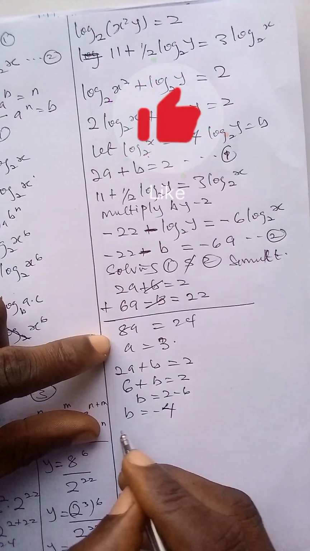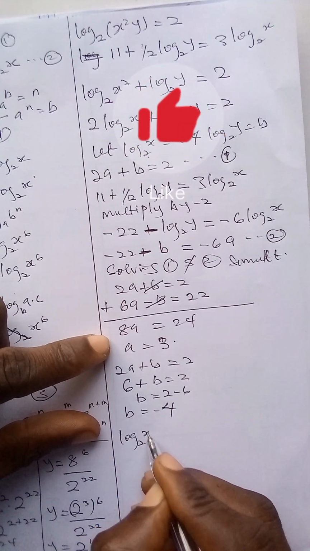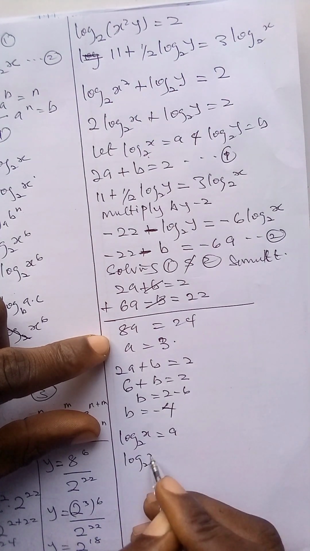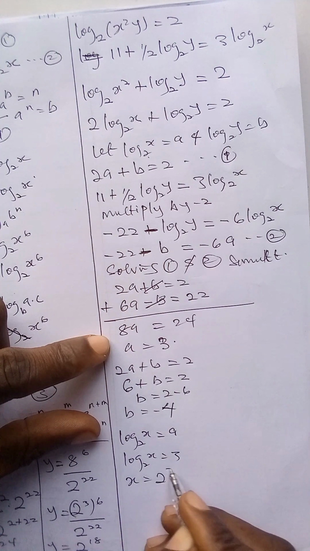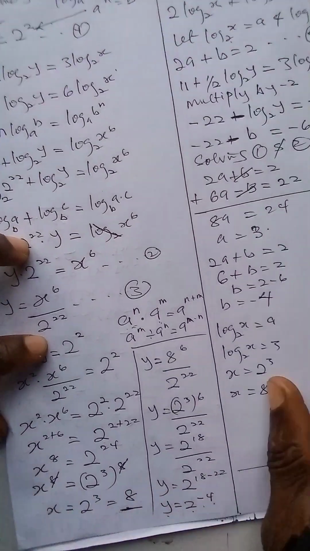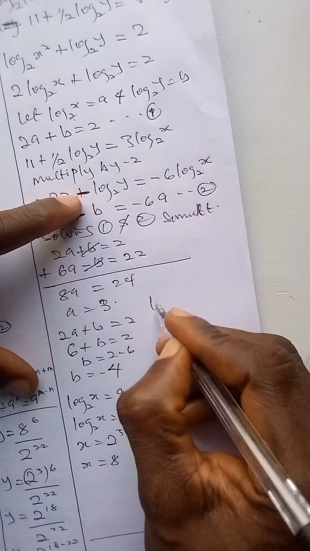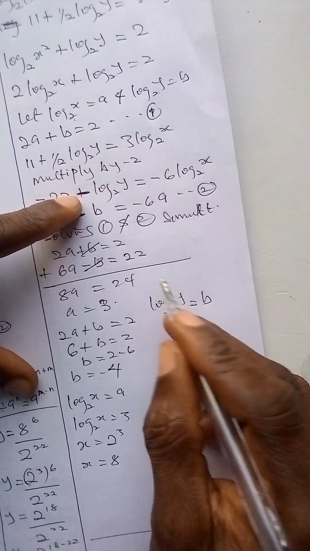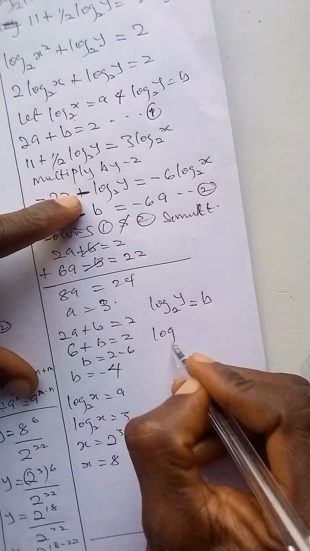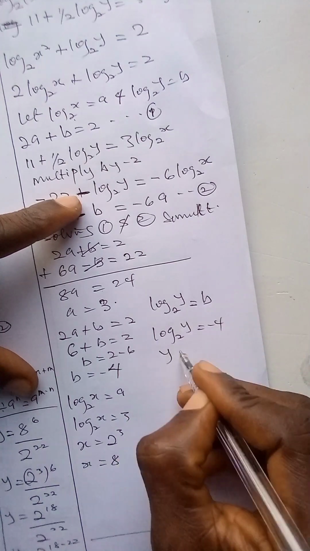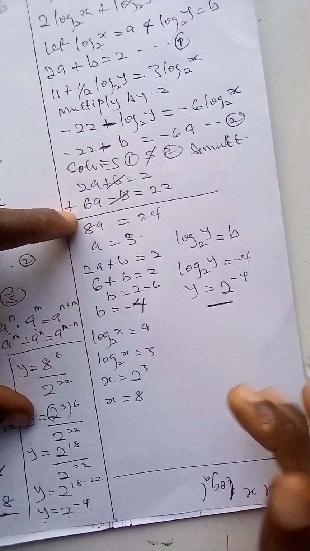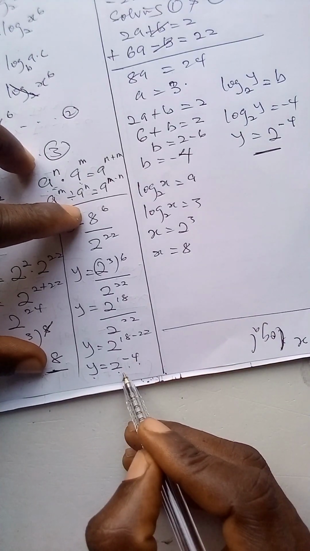Now let us remember that log to base 2 of x is a. Let us now find the value of x. A is 3, so log to base 2 of x is 3. X will now be 2 to power 3, which is 8, as we had initially in the first method. Also, log to base 2 of y is b, and we have b as minus 4. So log to base 2 of y is equal to minus 4. Y will now be 2 to power minus 4. Now 2 to power minus 4 is also what we had as the value of y in the first method.